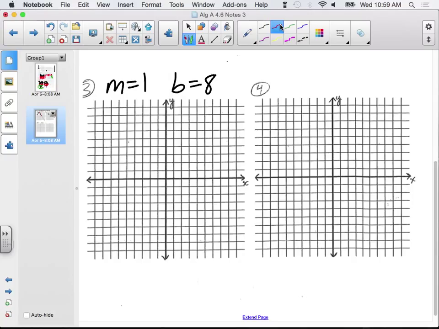So the first point we graph is always our y-intercept, right? We said it was 8, so we just go up 1, 2, 3, 4, 5, 6, 7, 8. And then our slope is 1. So what direction do you go for that? Up 1, right 1. Okay, up 1, right 1, right there. And we'll go down 1, left 1. And you just draw your line.